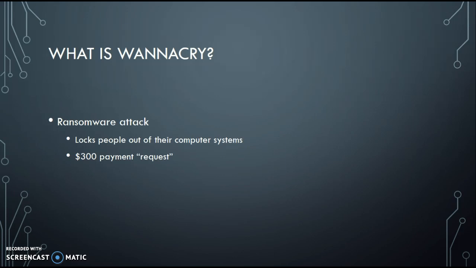First off, ransomware is malicious software that blocks the user's access to their computer system until a set amount of money is paid. The WannaCry ransomware demanded $300 to restore access to a user's system.